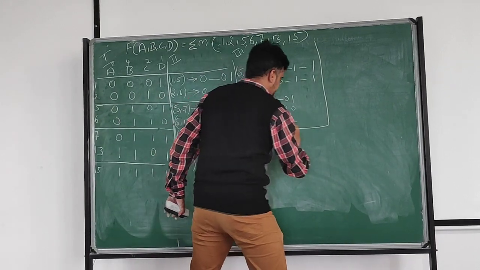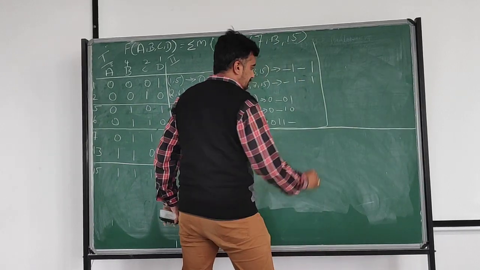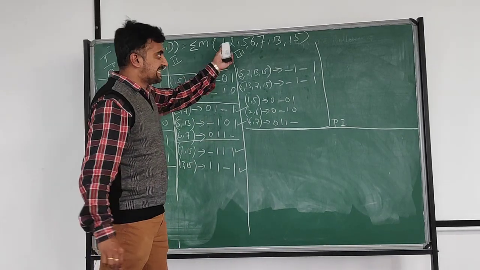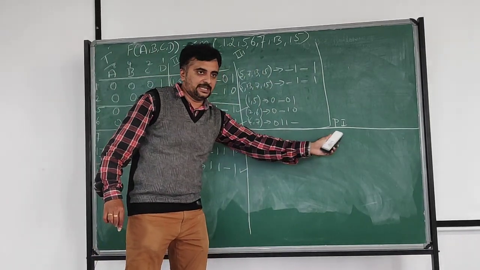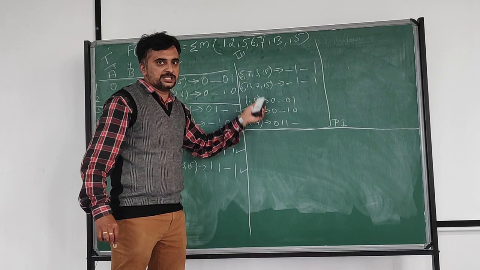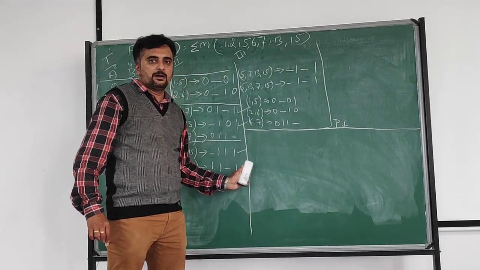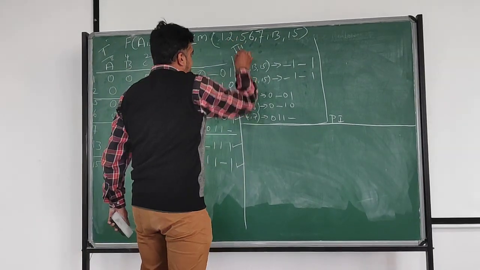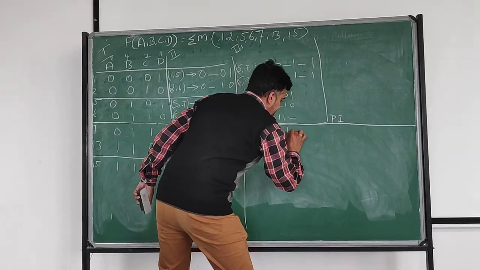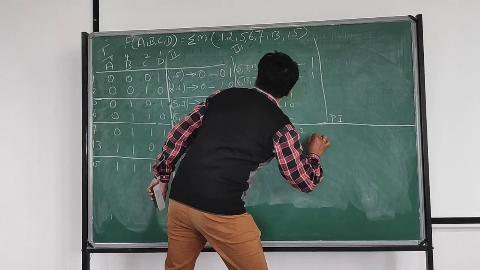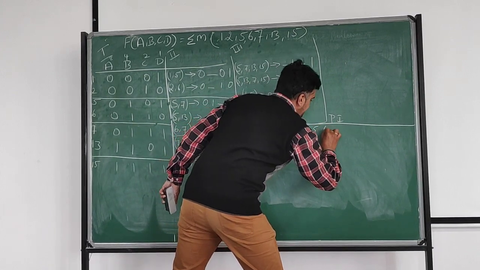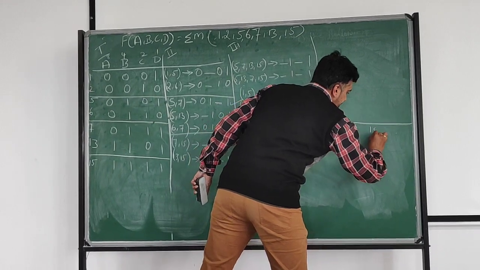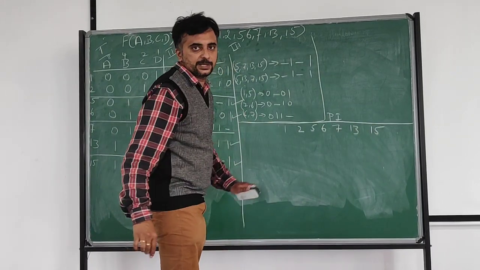After this, now the step is prime implicant. This is a very important step. Whatever the given expression, write as it is. Whatever the values we get in the final step, write in the left column. After that, we have to use the carting method. So whatever the given expression: 1, 2, 5, 6, 7, 13, 15. This is the given expression.